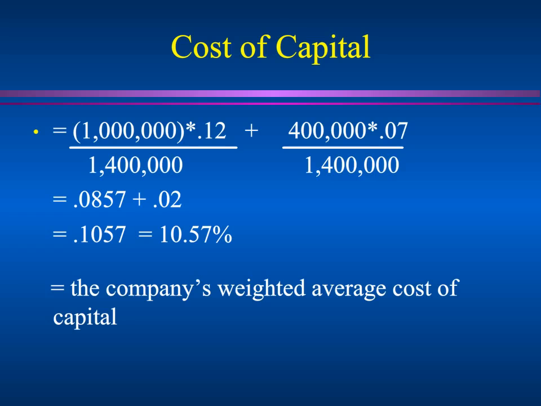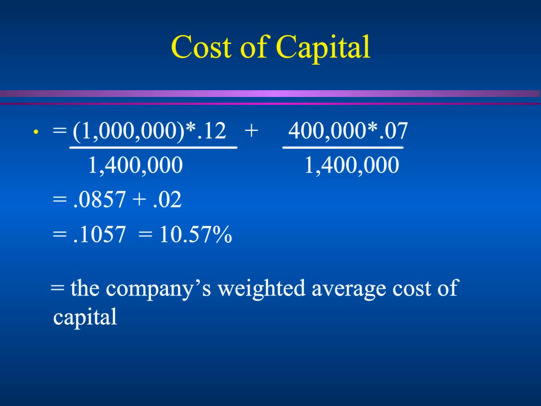Okay, so we do the calculations. We get 0.0857 plus 0.02, and adding it all up, we get 10.57%. Remember, 0.1057 is the same as saying 10.57%. So basically, this is the company's weighted average cost of capital.